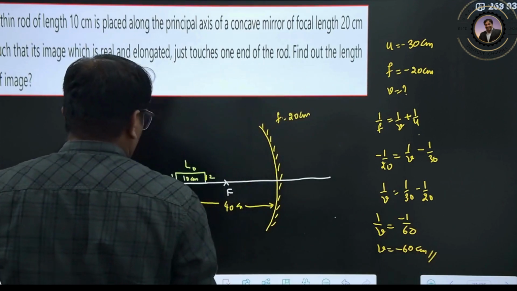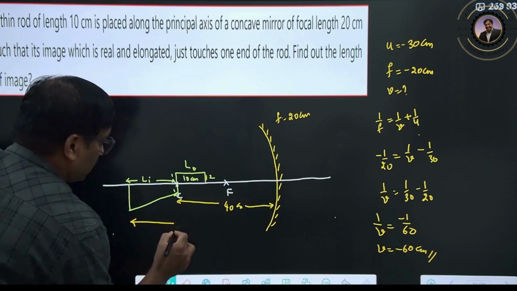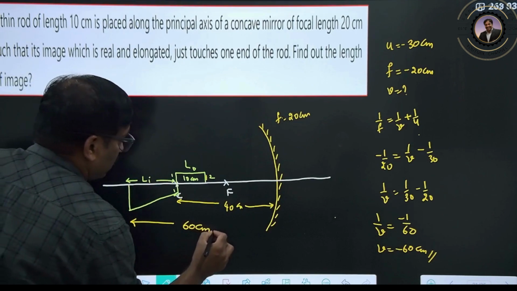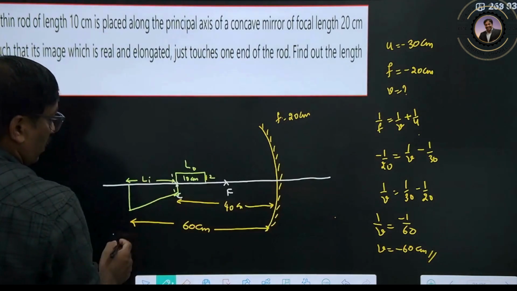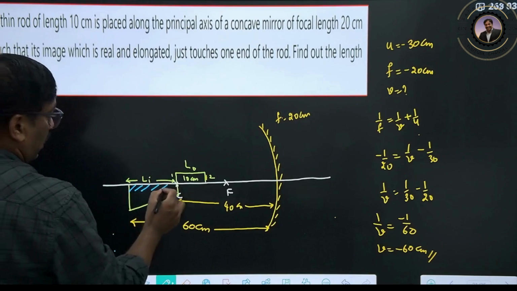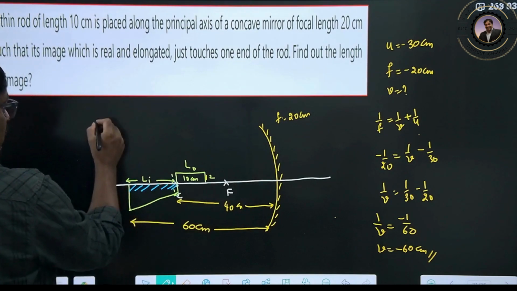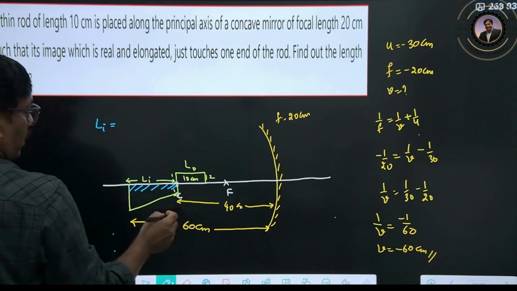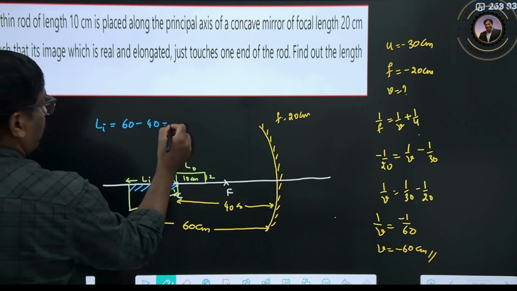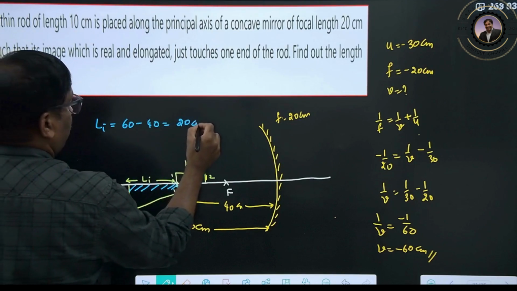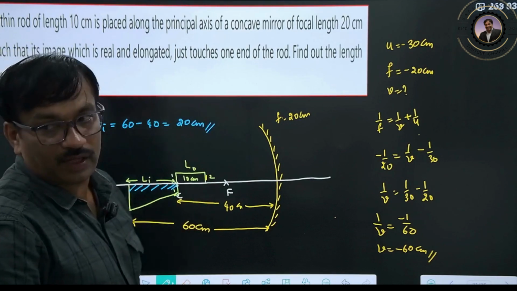Clear? So, this distance is how much now? This distance is nothing but 60 centimeter. Clear? So, what will be the length of the image now? You can rewrite it as the length of the image: final distance 60 minus 40. Therefore, 20 centimeter will be the length of the image.